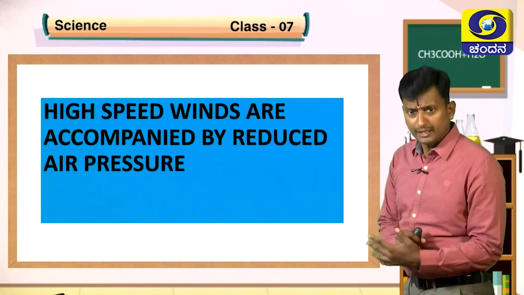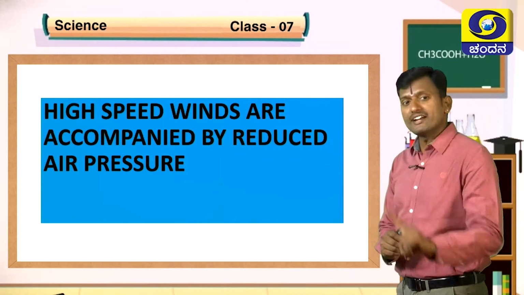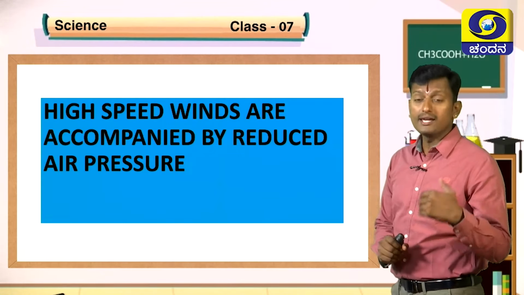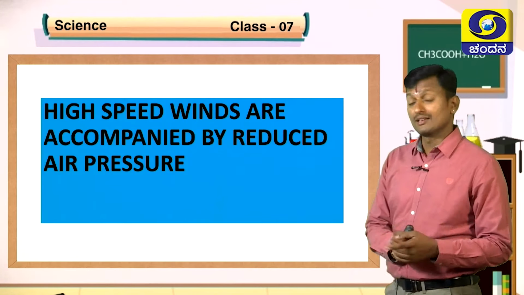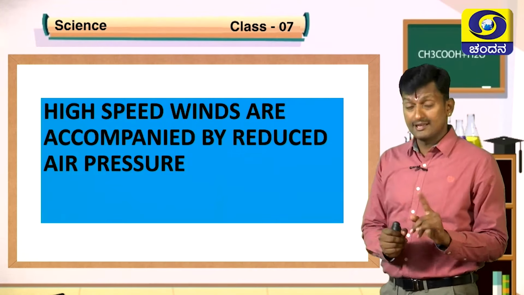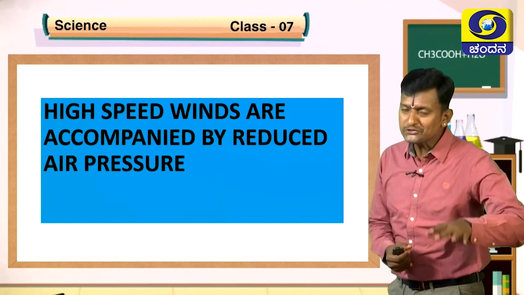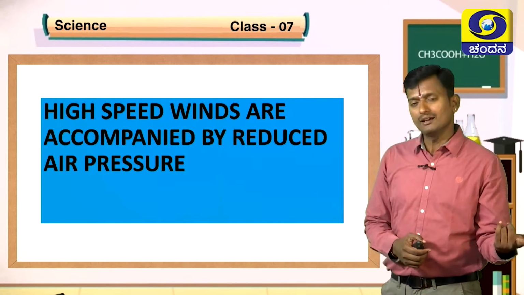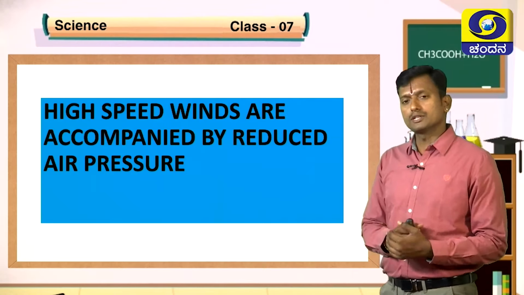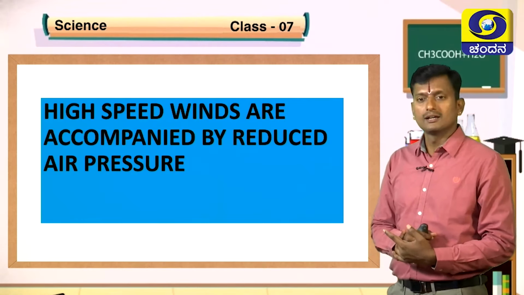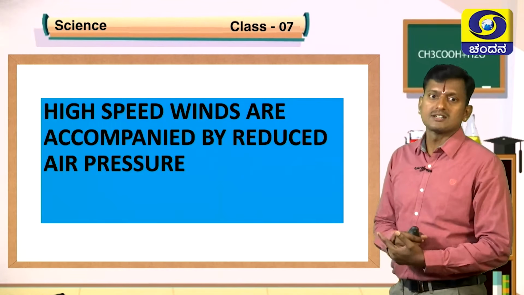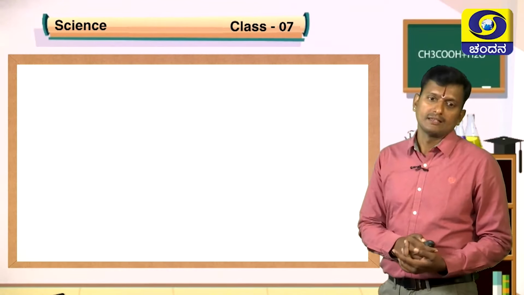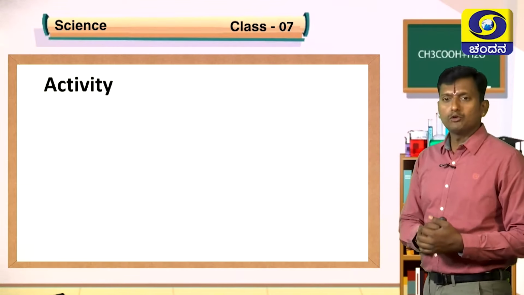Okay. Now, the next thing is, high speed winds are accompanied by reduced air pressure. The next activity. In the beginning, we came to know that air exerts pressure. Now, we are going to discuss how reduced air pressure will create high speed winds. So we will do an activity for this.